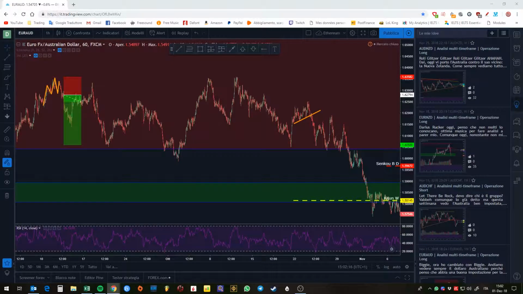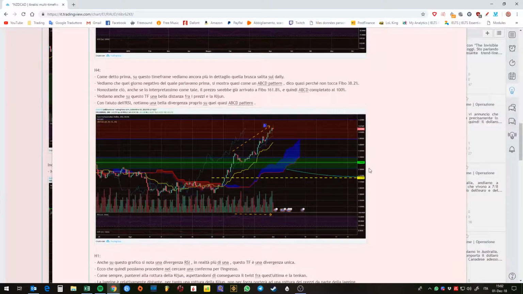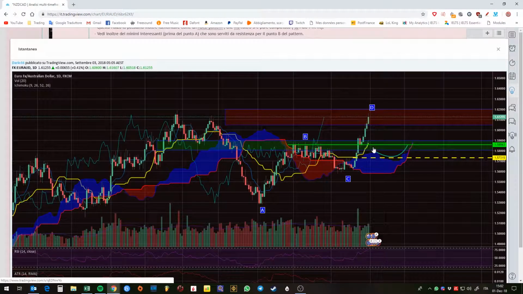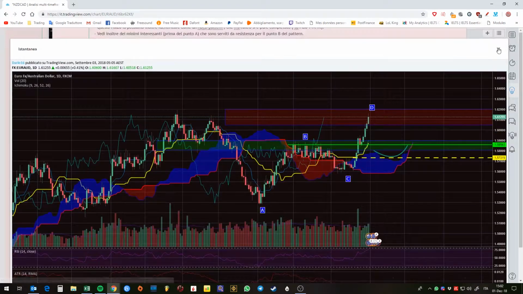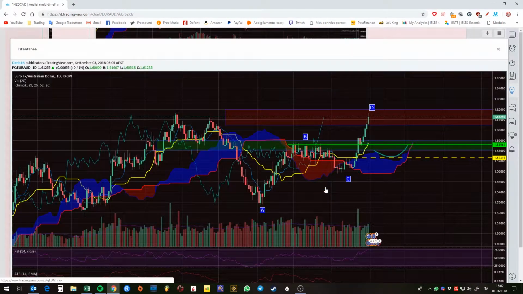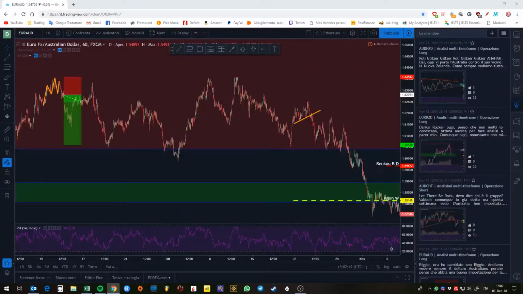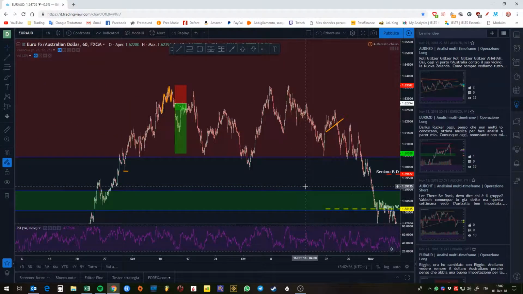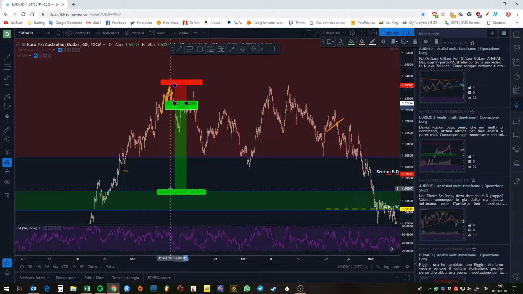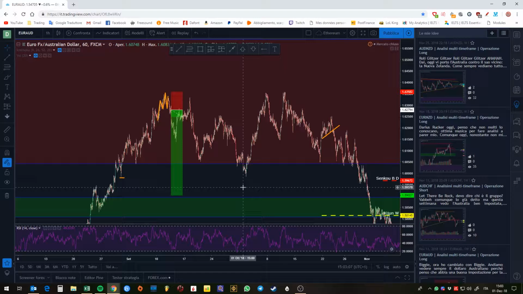Euro Aussie. Here. So the Kijun Daily is here. No, this is the weekly, sorry. No, this is the daily actually. So 158,500, more or less 115. Let's say 159. Yeah, you see, 159 is great.